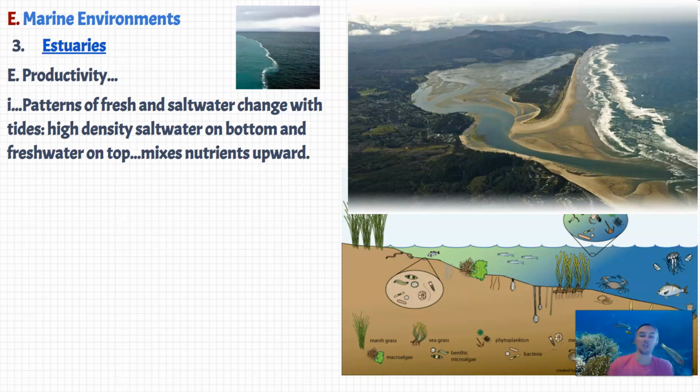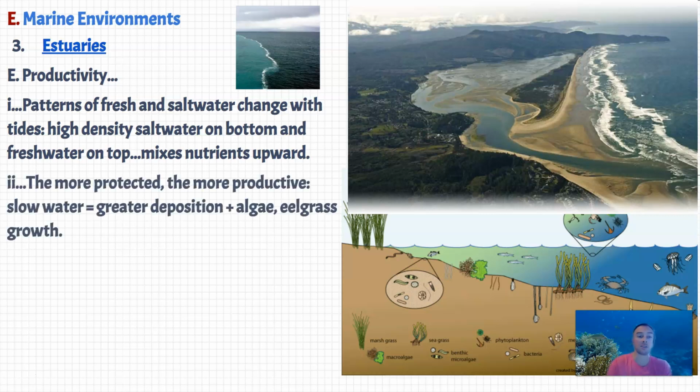So the ocean's bringing in a lot of nutrients as well. And so are the rivers. And so when they collide and mix, it mixes nutrients and oxygen. The more protected, the more productive. So slower water equals greater deposition. And one of the most productive estuaries on the Oregon coast is Netarts Bay. And this is a photo of it from the air right here.